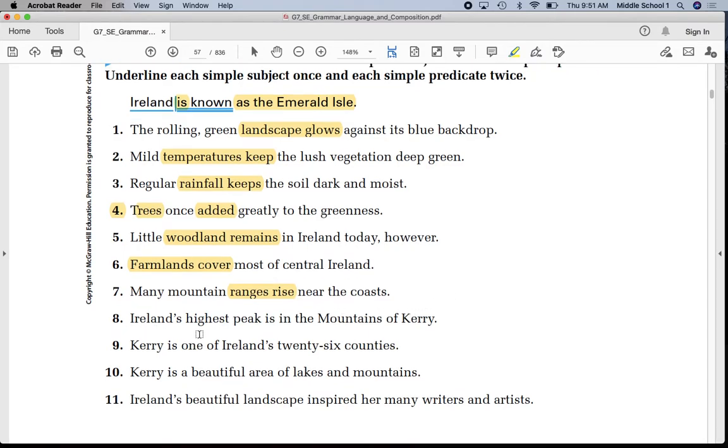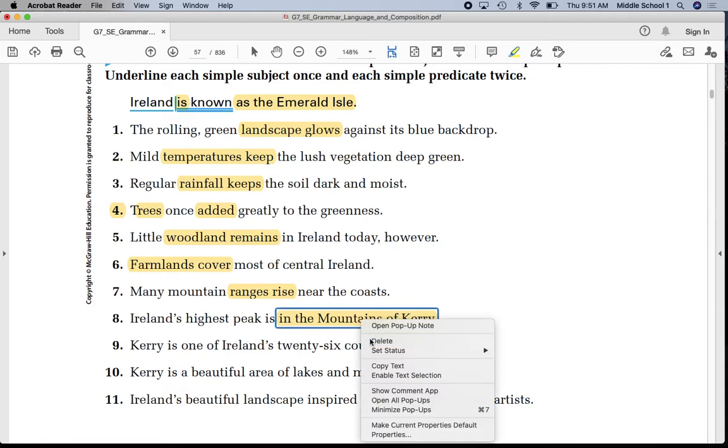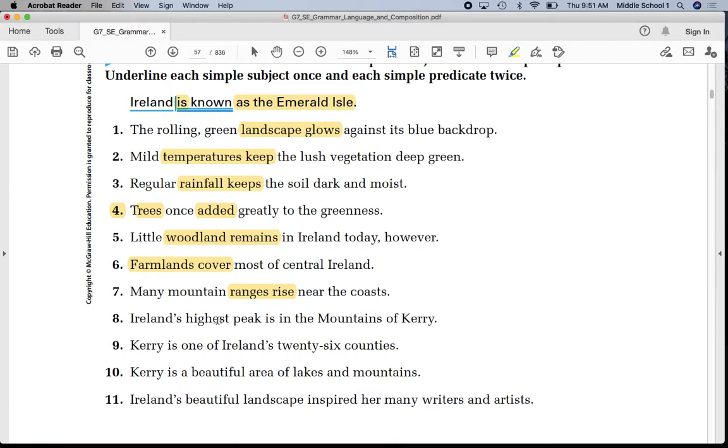Number 8, Ireland's highest peak is in the mountains of Kerry. Again, I'm remembering my prepositional phrases. That's a prepositional phrase. So that's not going to be my subject, or it's not going to be my simple predicate. What is the sentence talking about? Peak is. Line in between peak and is. Now, the prepositional phrase is part of the complete predicate, but it's not the simple predicate. It's not the simple subject. Line in between peak and is.